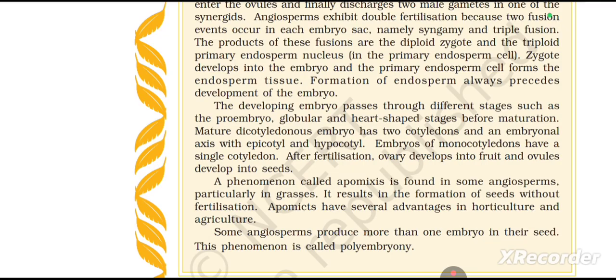A phenomenon called apomixis is found in some angiosperms, particularly in grasses. It results in the formation of seeds without fertilization. Apomixis has several advantages in horticulture and agriculture. Some angiosperms produce more than one embryo in their seed. This phenomenon is called polyembryony.